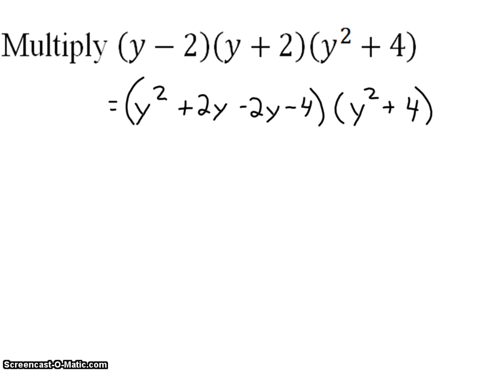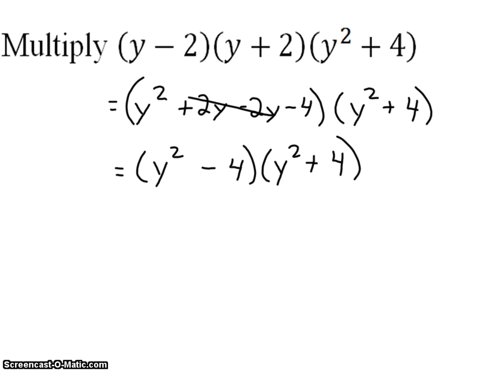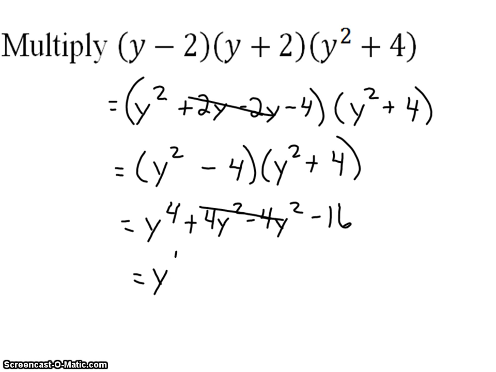Okay, simplify anything that you can first. So we have y squared. These cancel out. Y squared minus 4 times y squared plus 4. And now you can use FOIL again. So y squared times y squared is y to the 4th. Y squared times positive 4 is plus 4y squared. Negative 4 times y squared is minus 4y squared. Negative 4 times positive 4 is negative 16. And then here, these middle terms cancel. And we have y to the 4th minus 16.